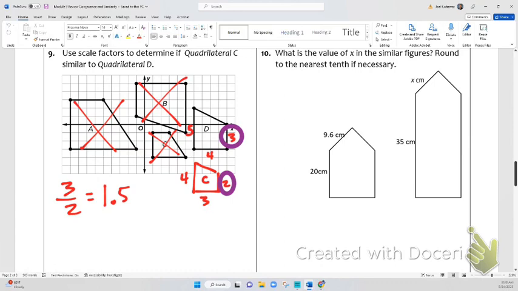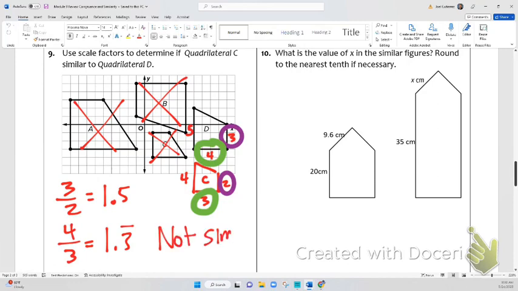Now, if it's similar, then the scale factor should be the same all the way around. So if I choose a second one, let's choose the 4 and the 3. As long as 4 divided by 3 is 1.5, then I'm good. But in this case, 4 divided by 3 is 1.33333333 repeating. So this one is not similar. They must have the same scale factor in order for them to be similar, and in this case, they are not.